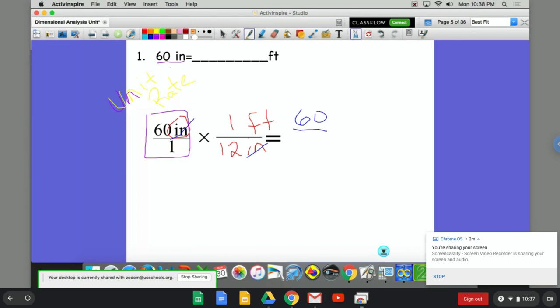or 60 multiply across over 12. And 60 over 12, if you have a calculator in front of you, you can do 60 divided by 12, and that's going to give you 5. But it's not just 5, it's 5 feet. So that is our answer. So you go up top and you put 5.